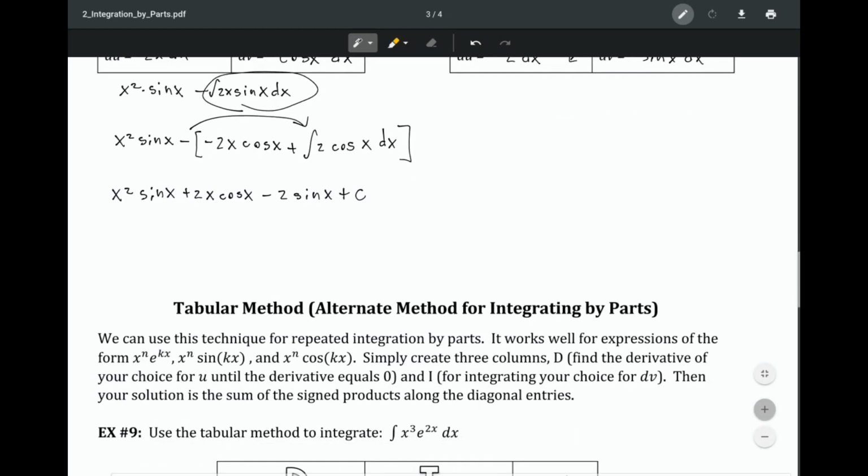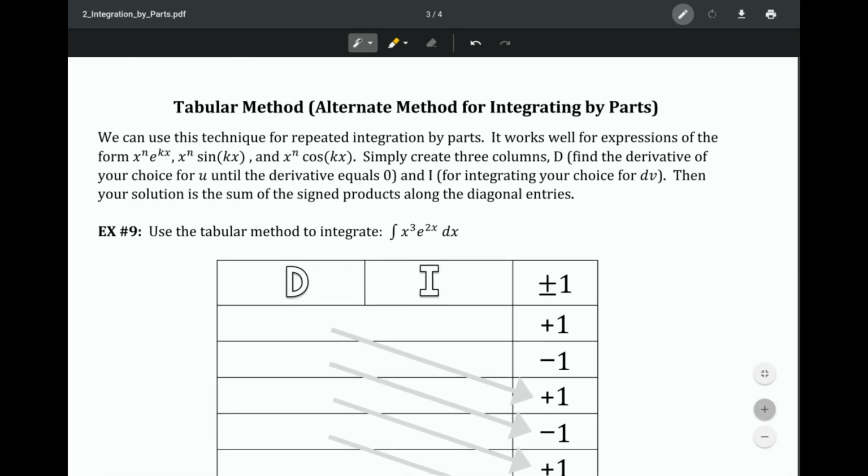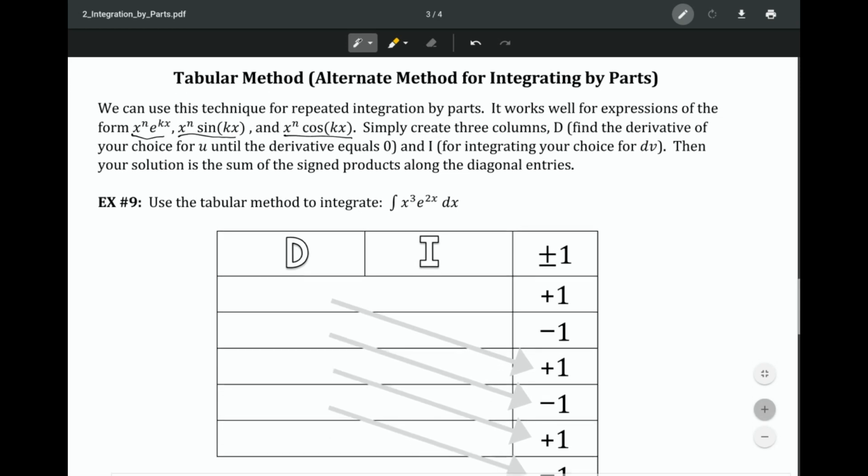So because of that, right, we do have an alternate method for integrating by parts, all right, and we can use this technique for repeated integration by parts if you can see them ahead of time. This actually works really well for expressions that have something like an exponential, specifically one that has an e, or an exponential times a trig function. All right, those actually work really well. So you're going to have to simply create 3 columns, all right? You're going to use column D, where you're going to pick one of those functions.